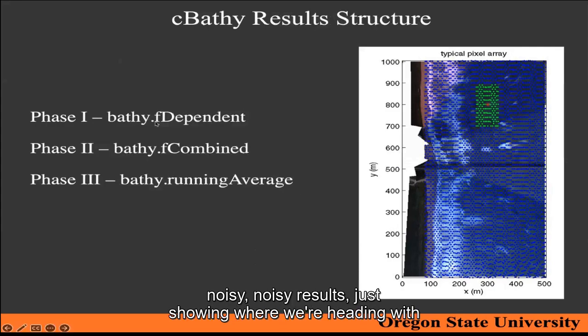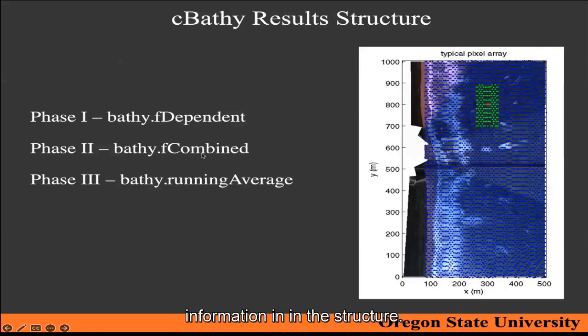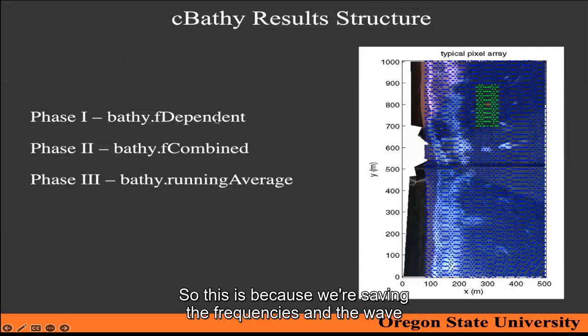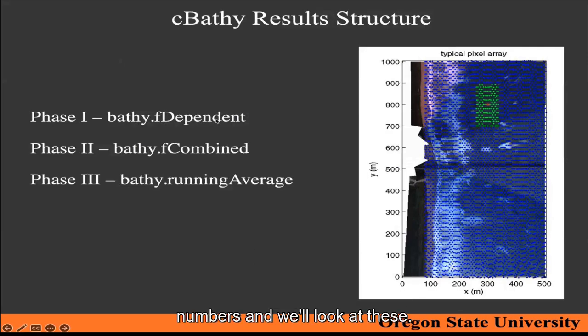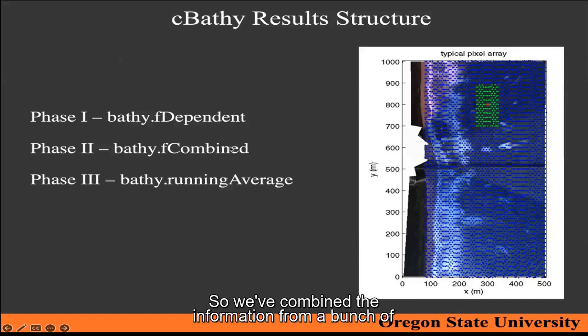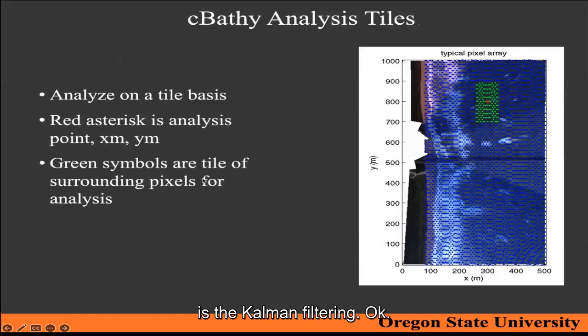Just showing where we're heading. Bathymetry: when we do a Bathy result, the variable has a whole bunch of information in the structure. Everything about phase 1 is kept in a substructure called F-dependent, because we're saving the frequencies and the wave numbers, and we'll look at these. The second phase has a structure called F-combined, so we've combined the information from a bunch of different frequencies and made a single depth. And then running average is the Holman filtering.